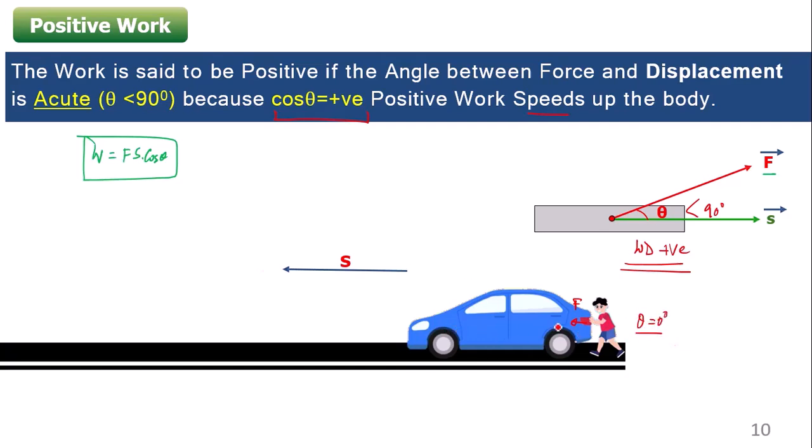For this situation, if the car is starting from rest, after some point of time the car will acquire some kind of velocity. Velocity will increase. Why? Because it will speed up. Because the work done by this force is how much? F into s, because cos theta becomes 1. So that number is positive. Since the work done is positive, I conclude that the speed of the body will increase. So this is the positive one.